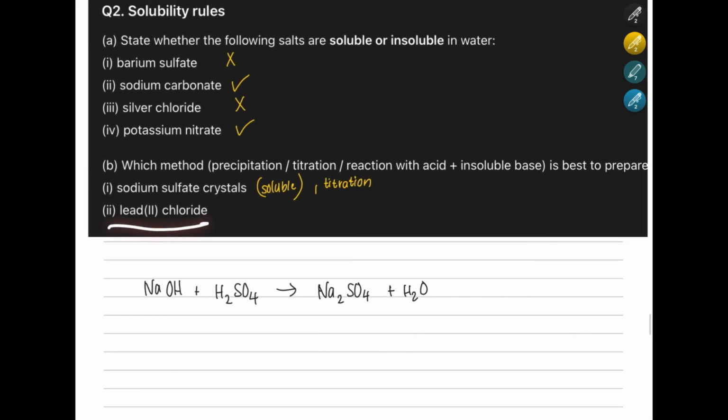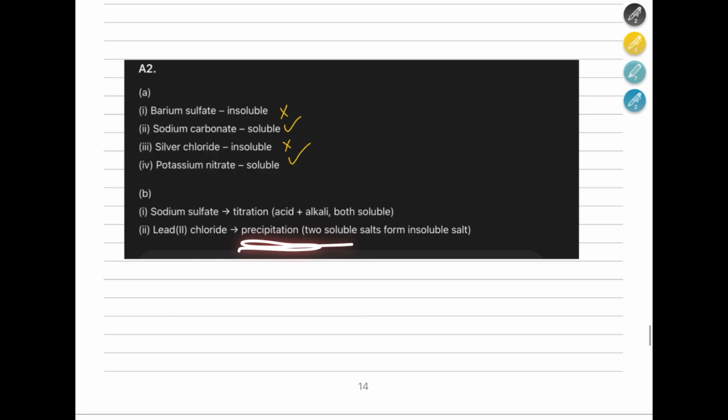Lead chloride, remember, all chlorides are soluble except lead and silver, so this is insoluble. Therefore, you have to do precipitation, which is given here. Two soluble salts form an insoluble salt.